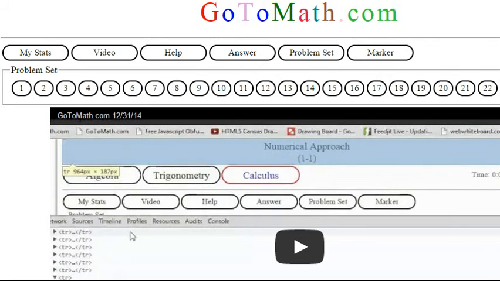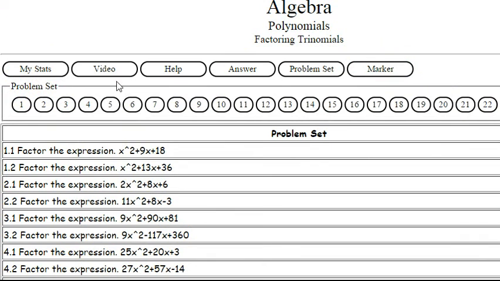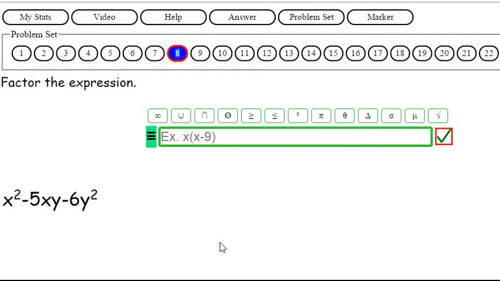Hey, we're over here at GoToMath.com. Click on the algebra. Let's go down to factoring trinomials. And you know what? I'll just push the button here. Whoa, 8.2 comes up.